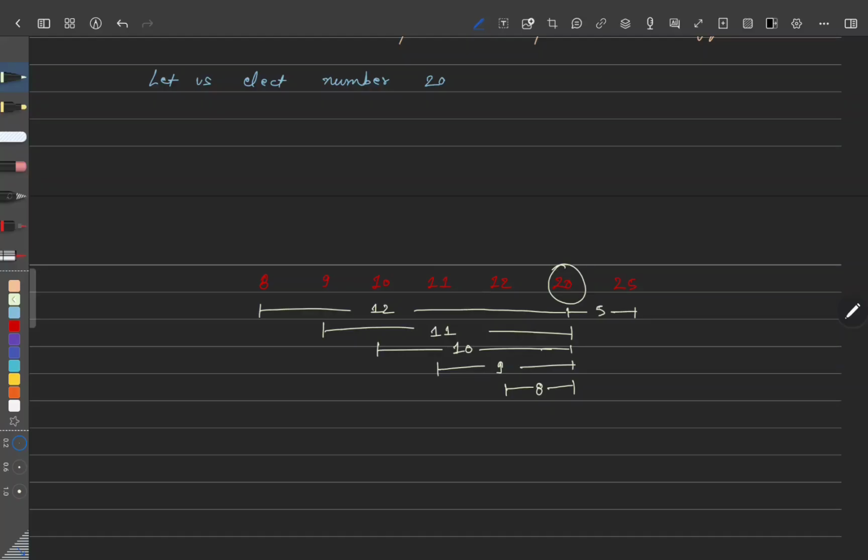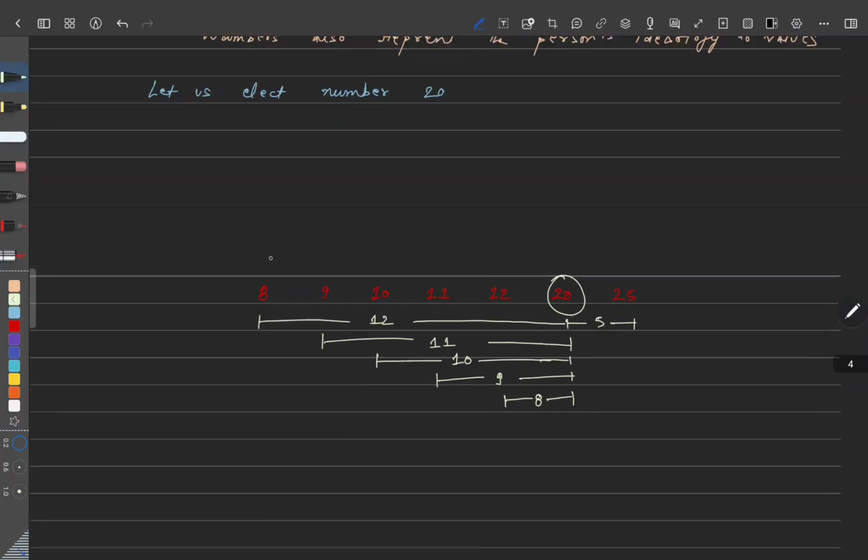But I just wanted to show you folks that if we select the wrong number, it wouldn't be a good representative of all the other numbers. Okay, and that number should not be an outlier for sure. Now same will be the case if we had selected 8, 25 or 9. This wouldn't have been the right number as well.